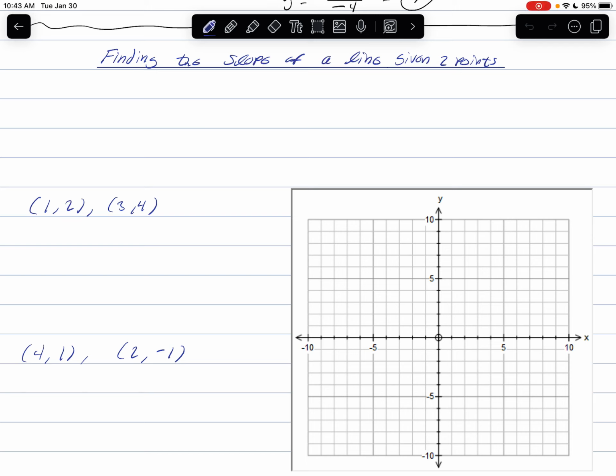Hi everyone. So today I want to talk a little bit about finding the slope of a line if you're just given 2 points on that line.